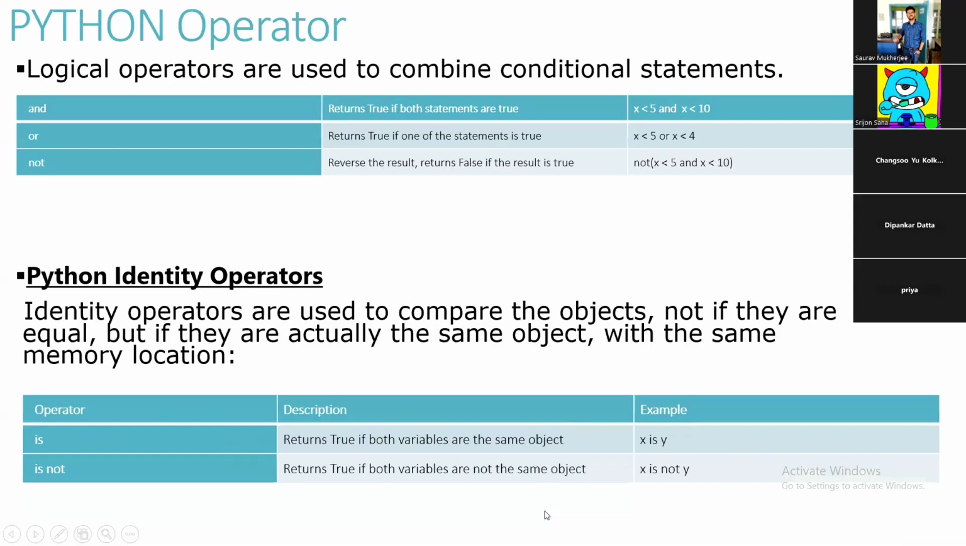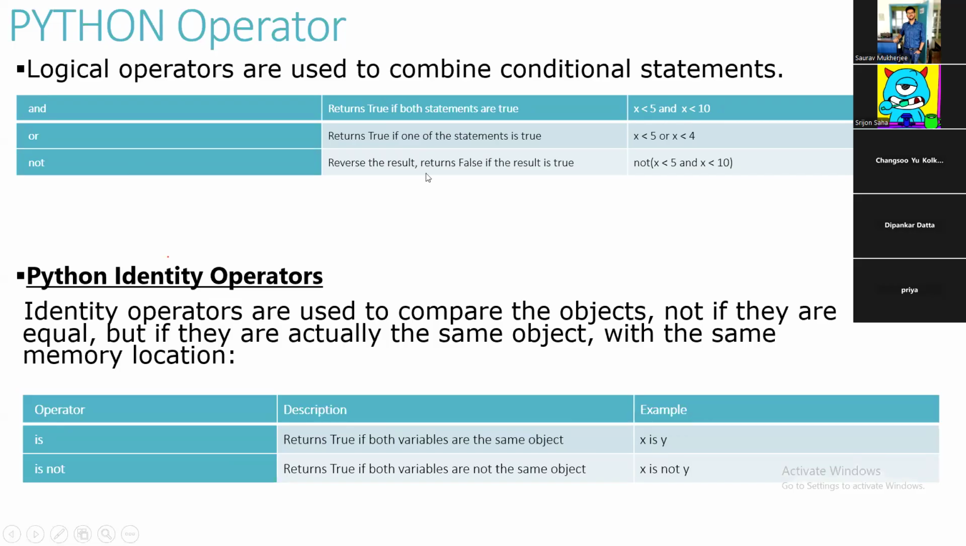Okay. Now, the logical operators. We are using three logical operators: and, or, not. Suppose the example is x less than 5 and x less than 10, and definitely this statement is true. So obviously, we get the return true. That means 'and' means both the statements must be true. What is 'or'? That is, if one of the statements is true. Here, x less than 5 or x less than 4. Maybe x less than 5 is true, or maybe x less than 4 is true. Any one of the statements, then we apply the 'or' logical operator.